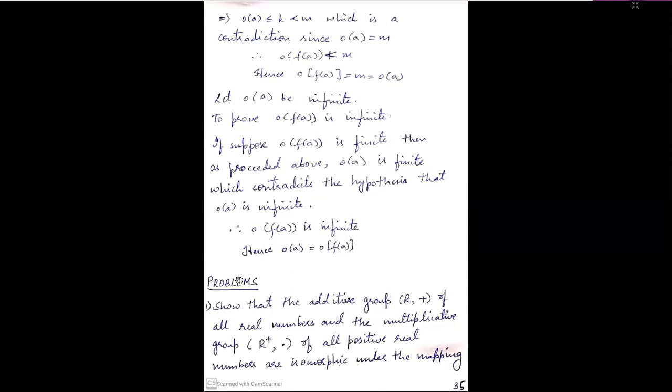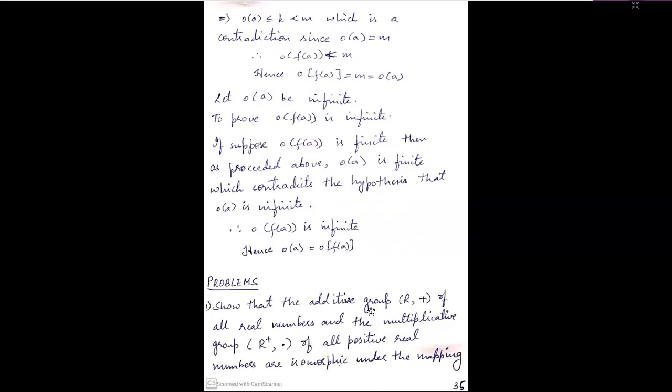So if order of A is infinite, then order of f of A will also be infinite. So in both the cases, order of A is equal to order of f of A. So whenever you have f to be an isomorphism, order of A will always be equal to order of f of A. Now let us look at some of the problems based on isomorphism and kernel.